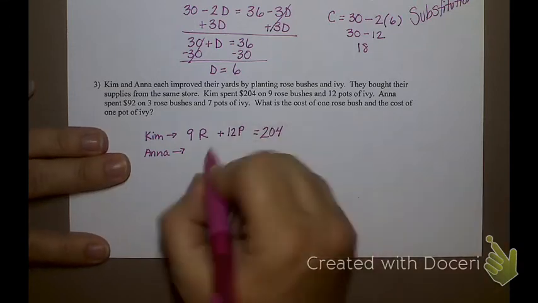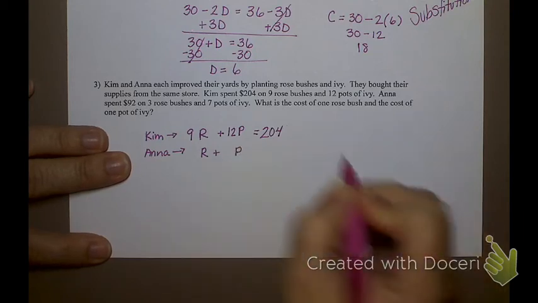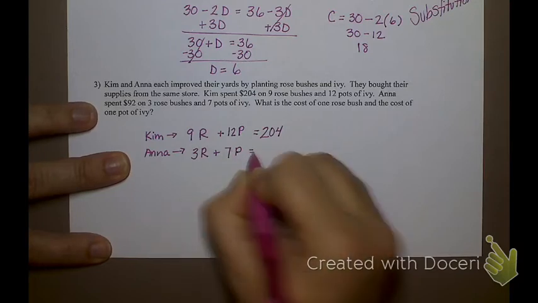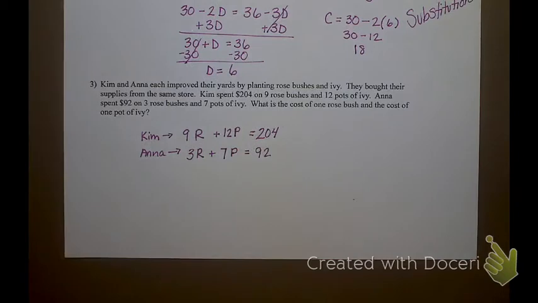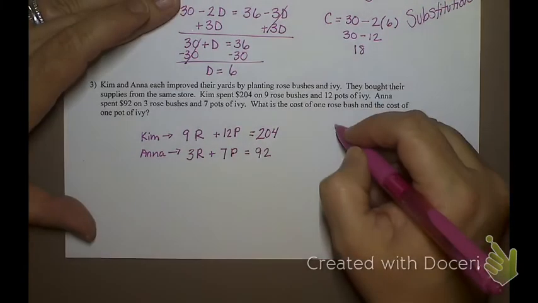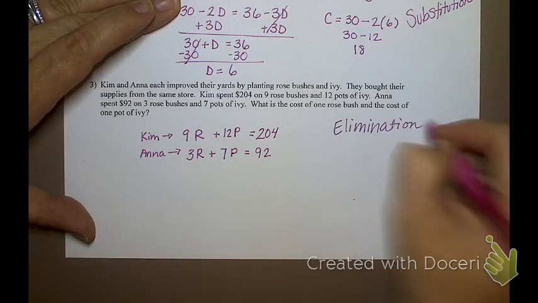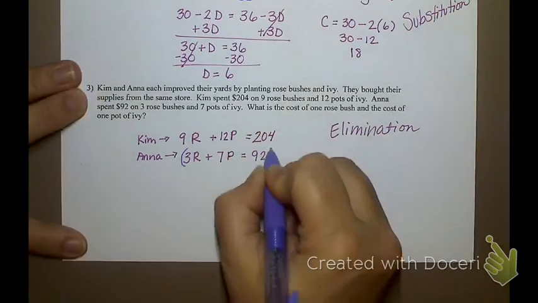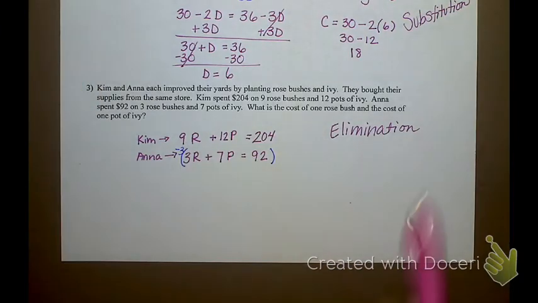Okay. What about Anna? How many rose bushes and pots of ivy did she buy? She bought 3 rose bushes and 7 pots of ivy, and she spent what? $92. What method do you want to use? Elimination is going to be easier because none of those letters are easy to get by themselves. So how do I do elimination? I need to multiply this bottom one by what? -3.